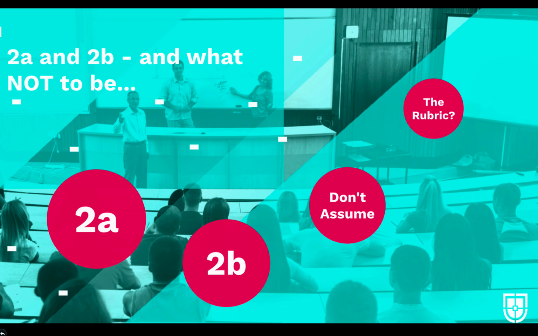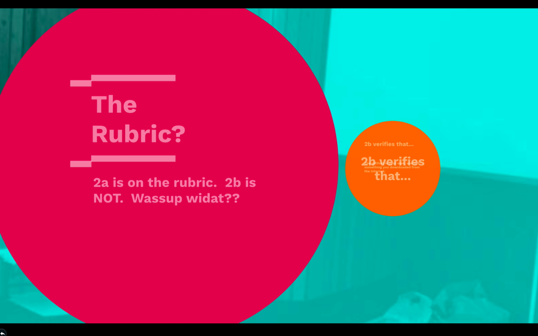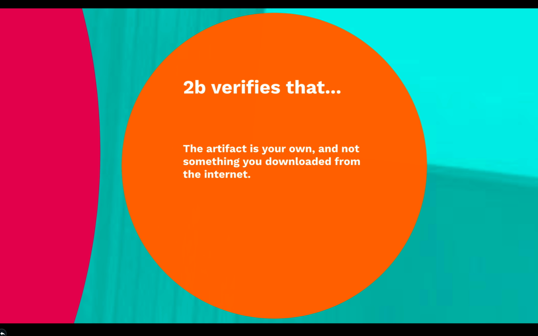And then finally, when you look at the rubric, 2A, yep, it's on the rubric, 2B is not. And what's up with that? Well, 2B actually verifies that the artifact is your own because you'll be able to describe how you did it. And the readers will see in the artifact, okay, I can see that this person made it and how. It just proves that you did the work as opposed to downloading something from the internet.